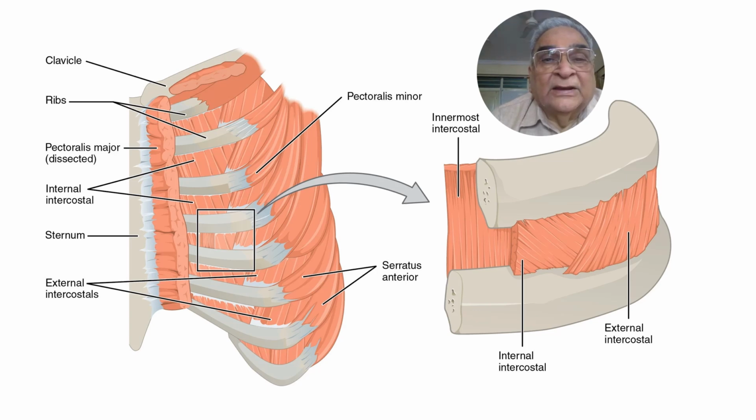Now, in expiration, the innermost intercostals arising from the transverse process of the lower vertebra will depress the ribs or reverse this movement, and by decreasing the thoracic volume will push the inhaled air out.